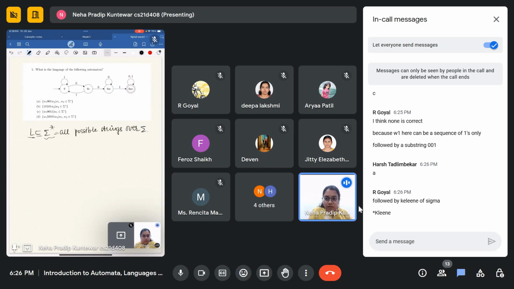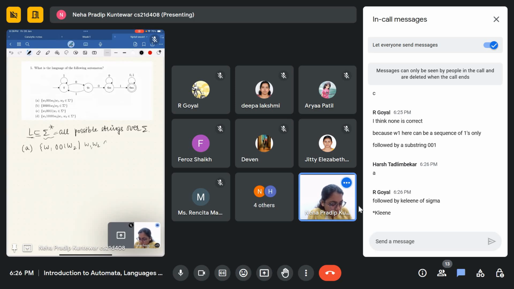Okay, I've read the answers that you have all written. What I'll do is explain the answer, and if you have any doubts after that, please ask. So the correct answer is A, which is W1 001 W2, where W1 and W2 are strings in sigma star.